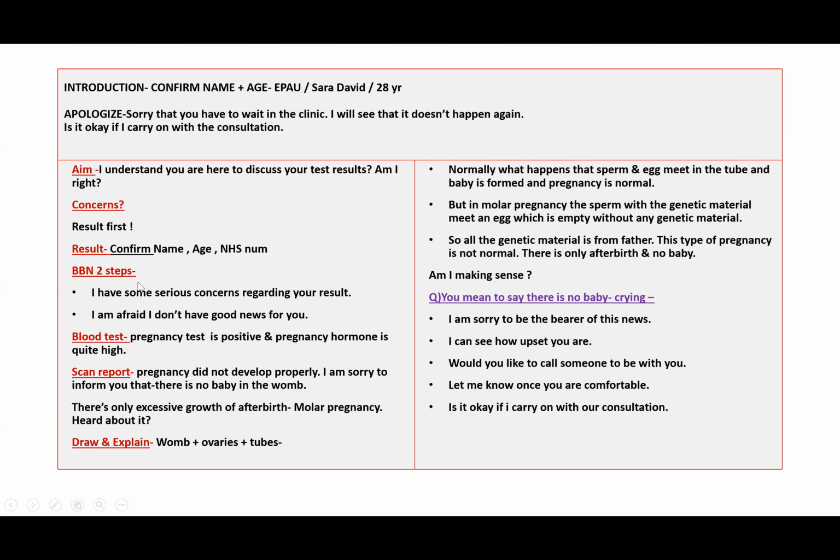And this is about breaking the bad news. So you will tell in 2 steps, give her 1 warning shot. I have some serious concerns regarding your result. 2nd warning shot. I'm afraid I don't have good news for you. And you can ask in the beginning, would you like to have someone with you? Or you can ask that after breaking the bad news as well.